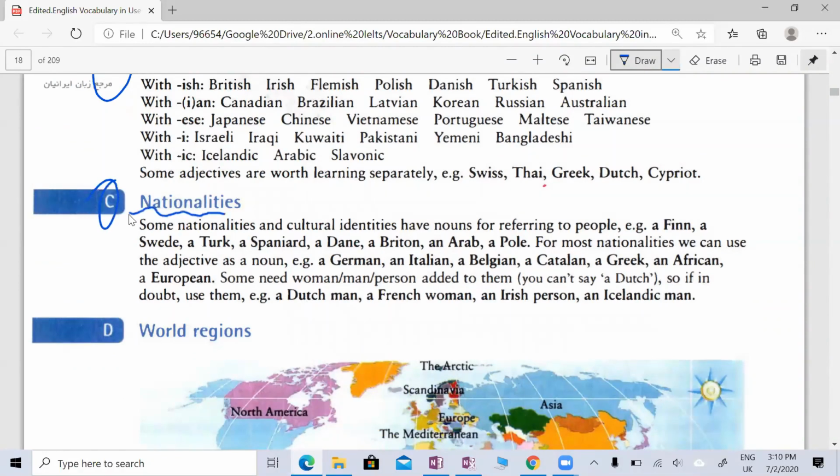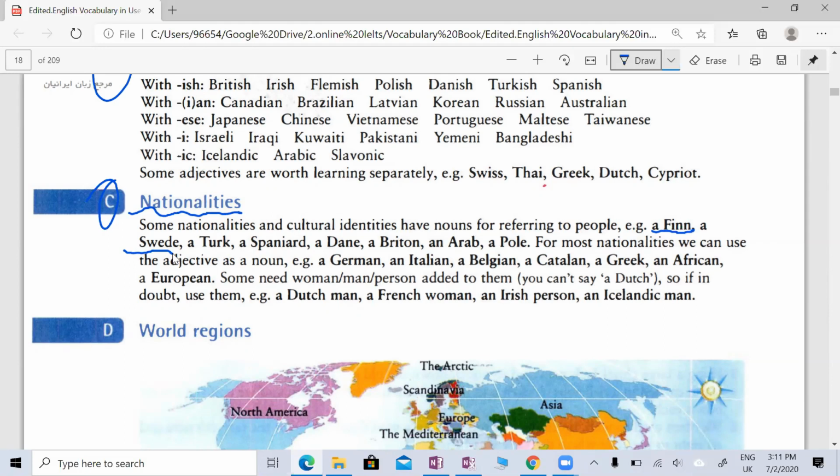Then the next part is nationalities. We'll discuss different nationalities here. Some nationalities and cultural identities have nouns for referring to people, the people living in that country. For example, a Finn. When you mention someone from Finland, you say a Finn visited. A Swede, another nationality. A Turk, a Spaniard, a Dane, a Briton, an Arab, a Pole.